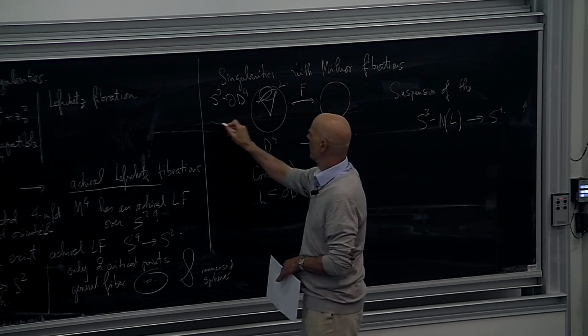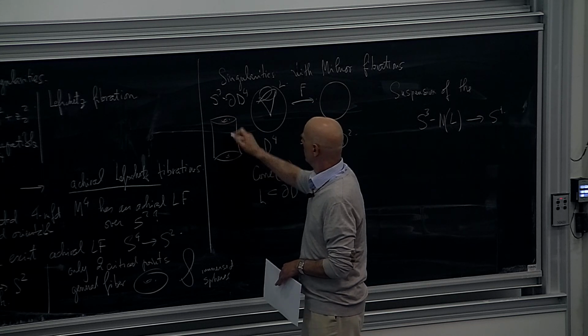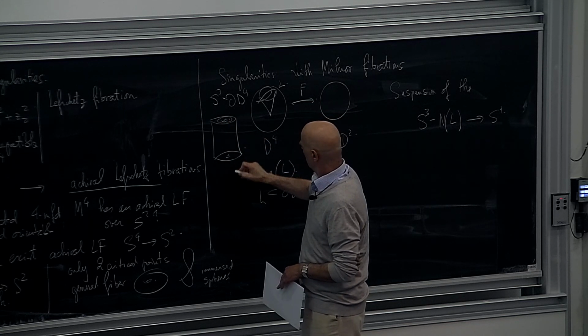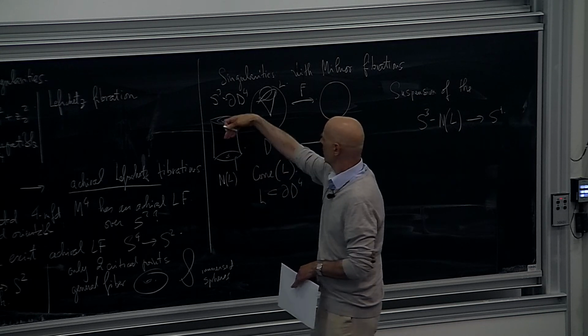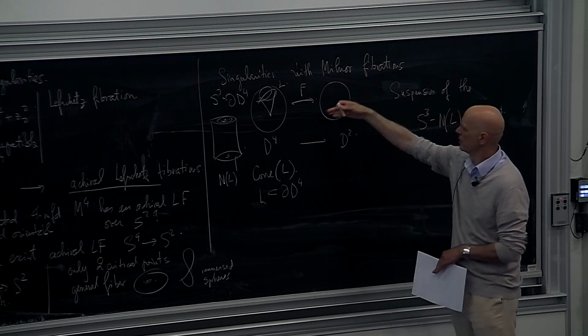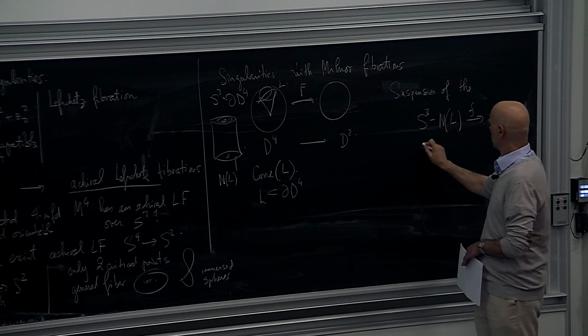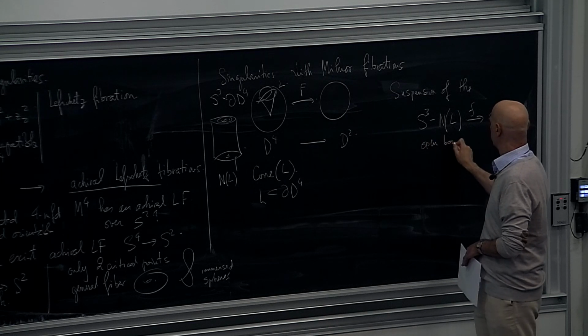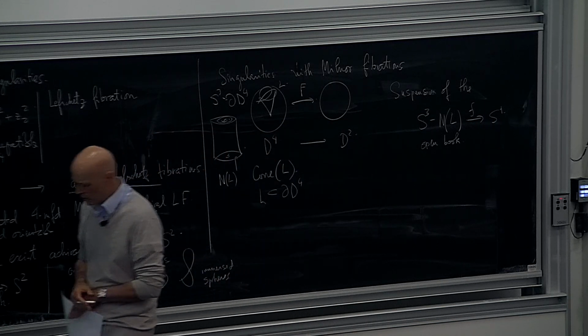But actually, it should be something like that. Here is the regular neighborhood of the link, and here is the vertical fibration. This is also an open book fibration. So you can go to this more general setting.